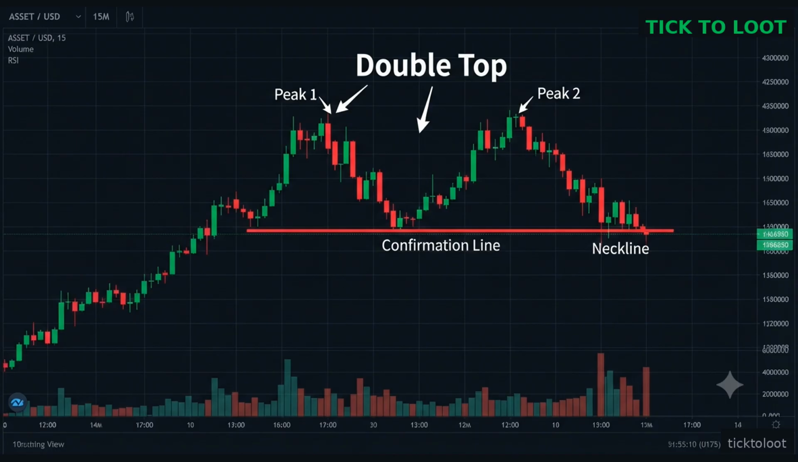A double top pattern is a bearish pattern. It occurs when the price hits the same resistance level twice and fails to break above it. If the price breaks below the confirmation line, it's a signal to enter a short position.